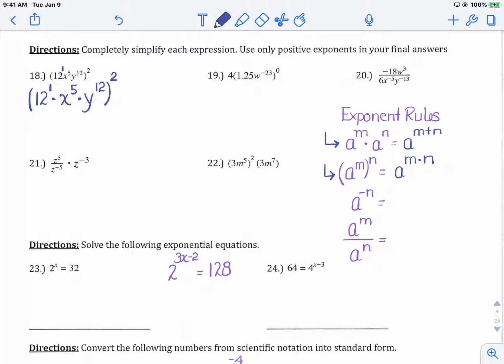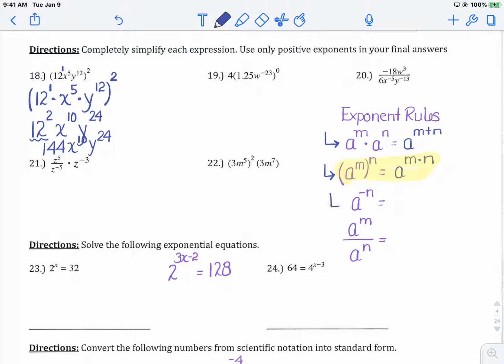Then you could apply that power to a power rule and power everybody up by the power that's being put on them. So 12 to the first squared becomes 12 to the 1 times 2, or 12 squared. x to the 5th to the second power becomes x to the 5 times 2. And y to the 12th squared becomes y to the 24th. And then you have that choice of making this 12 squared into a value from your calculator, a value that you know off the top of your head, with 144, x to the 10th, y to the 24th. You can see that that rule also comes into play in number 19 and again in number 22.